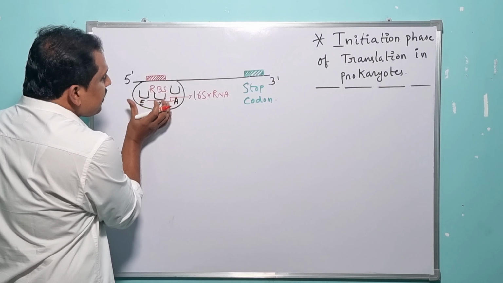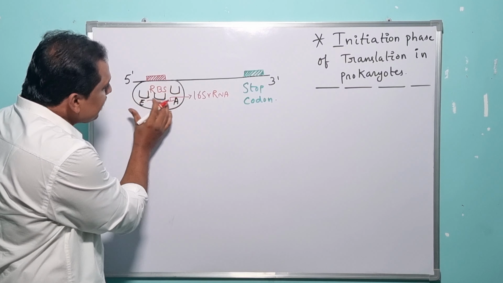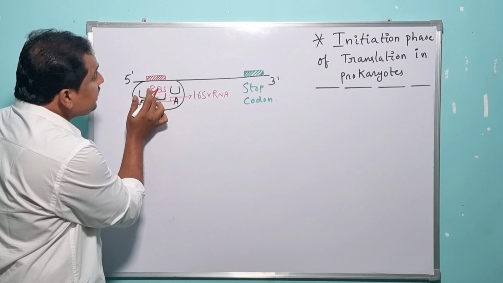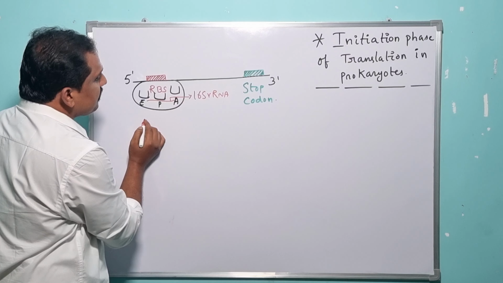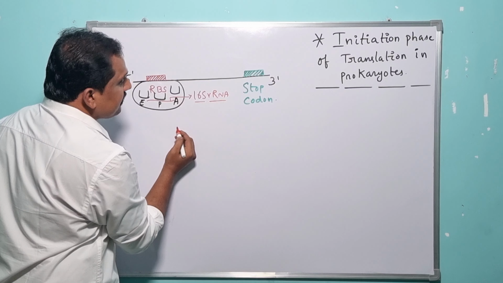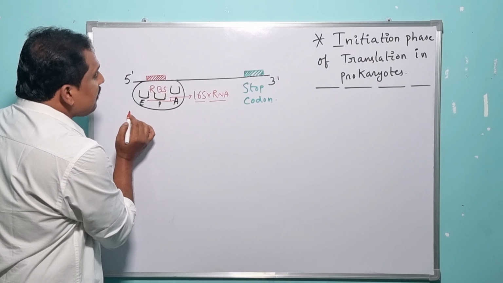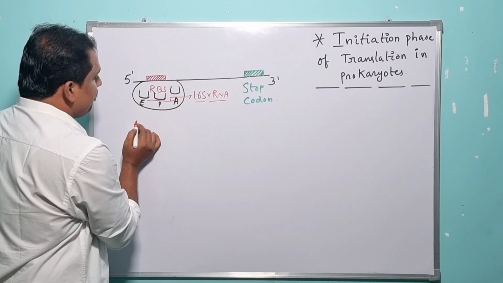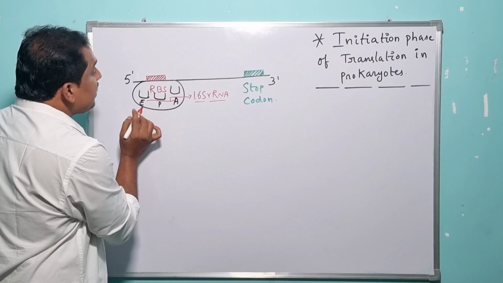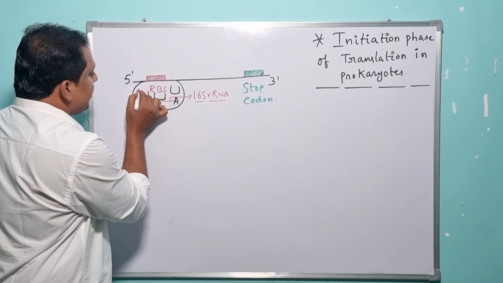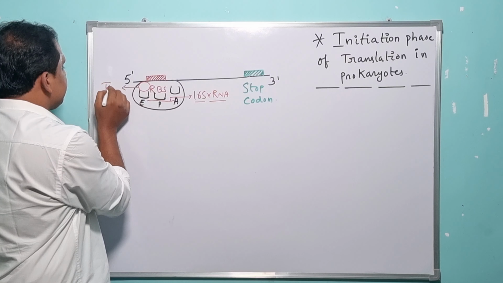So once the small subunit of the ribosome is ready to recognize the ribosomal binding site or Shine-Dalgarno sequence by taking advantage of 16S rRNA, it is in association with a specialized factor known as initiation factor 3. The E site of the ribosome is in association with initiation factor 3. Let me write it here. Initiation factor 3.